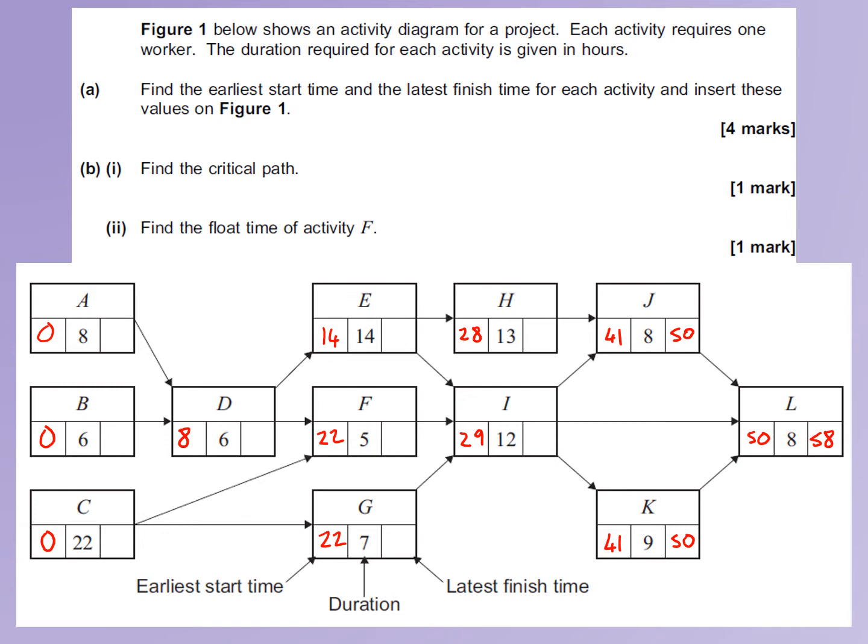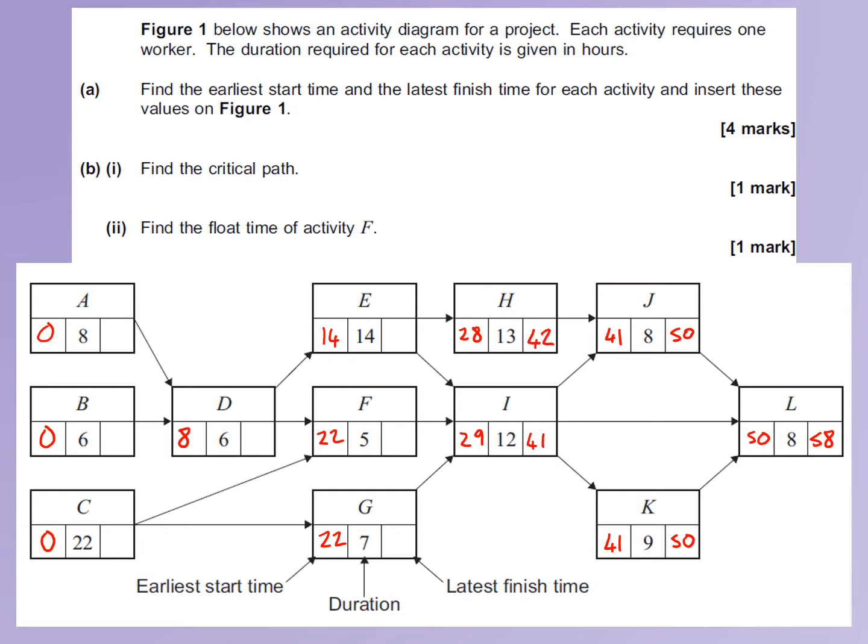I has three immediate successors, so we need to take the smallest out of 50 take away 8 for J, 58 take away 8 for L, or 50 take away 9 for K. So the smallest of those is 50 take away 9, which gives us 41. H has got one immediate successor, so 50 minus 8 is 42.